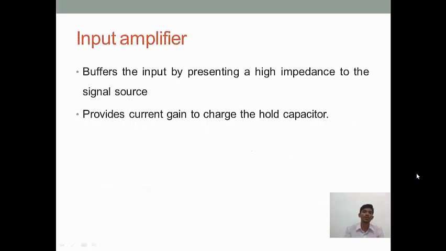The input amplifier is the input part of the circuitry. It provides a high impedance for the signal source, whatever the signal source we are connecting to the sample and hold amplifier. It provides a high impedance, as well as a high current gain, so that the capacitor can charge easily.